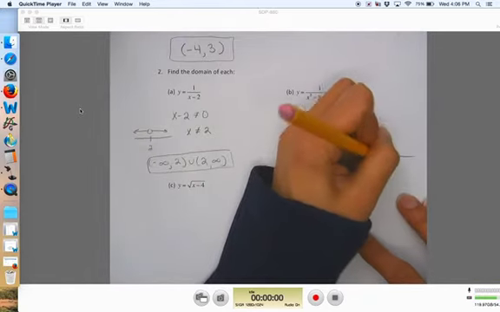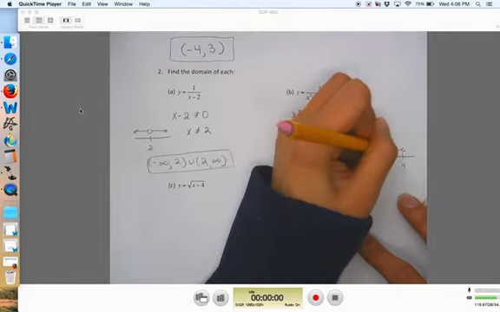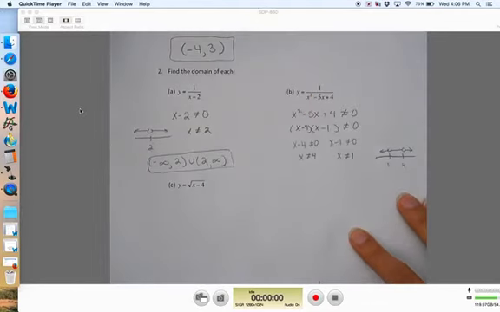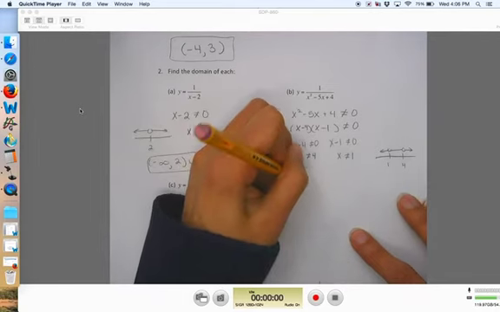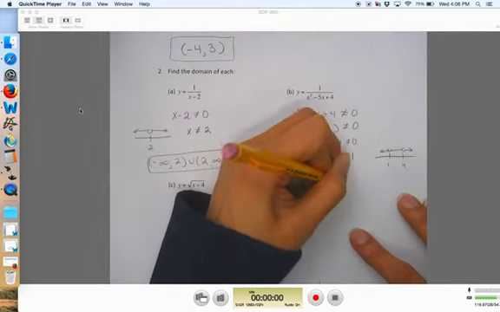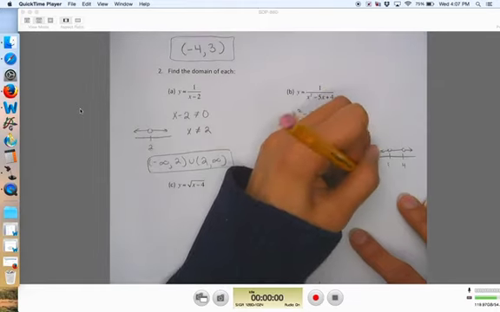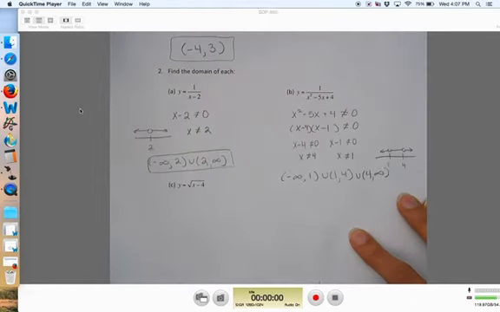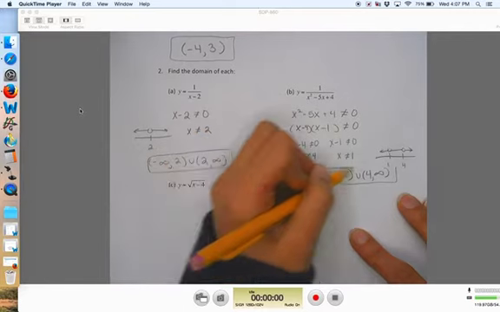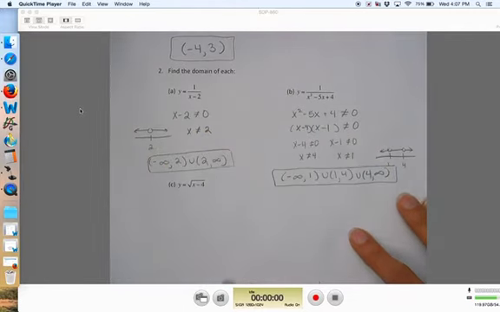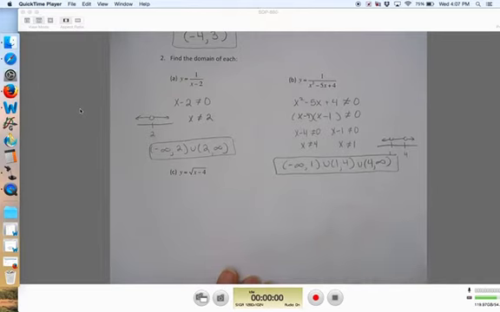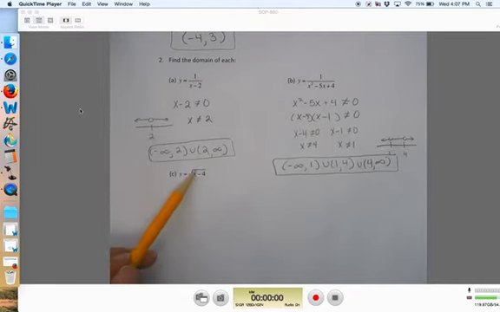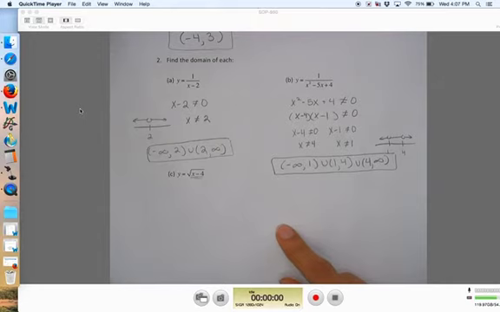On a number line, that would look like this. And so in interval notation, negative infinity to 1, union 1 to 4, union 4 to infinity. Now for a square root, remember that you cannot take the square root of a negative number. You can take the square root of 0. So whatever is under here has to be greater than or equal to 0. And that's how you find the domain.